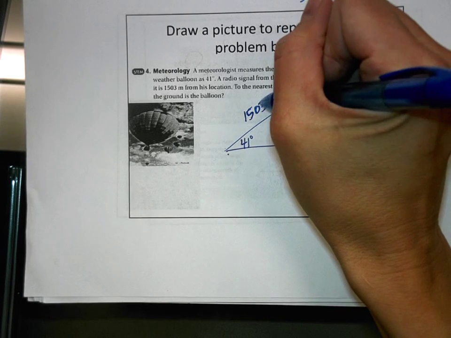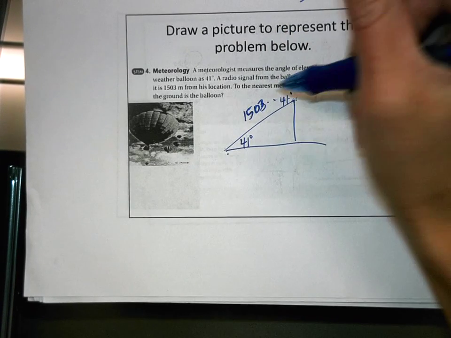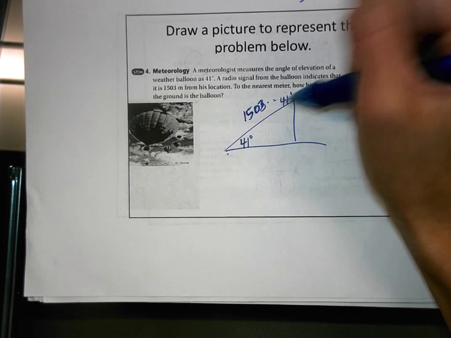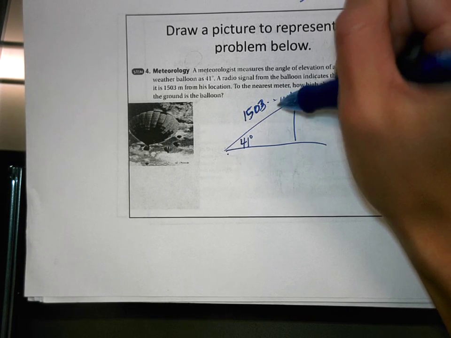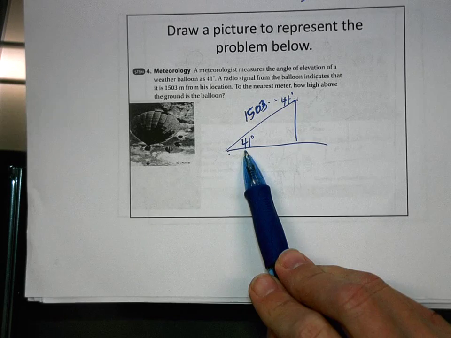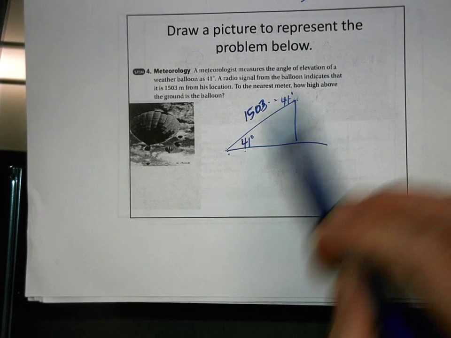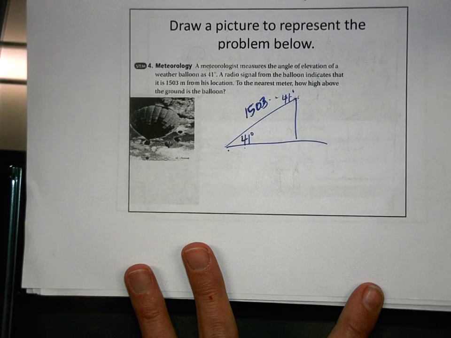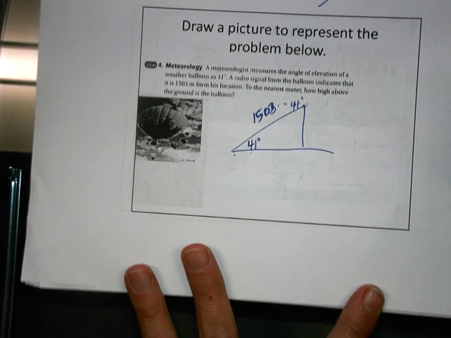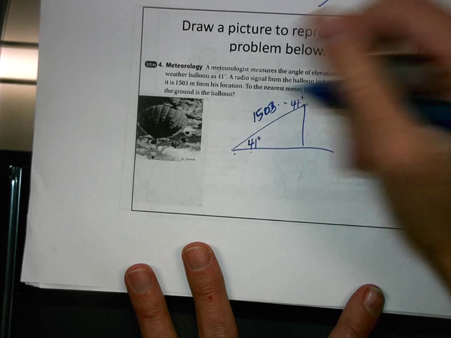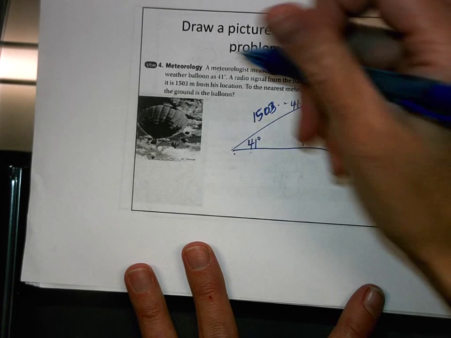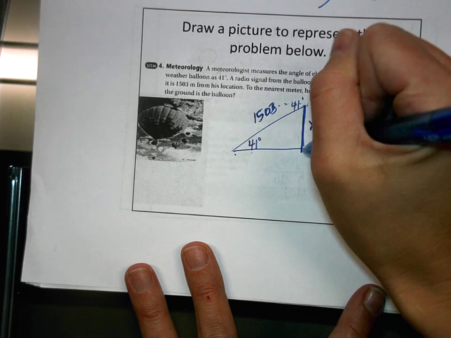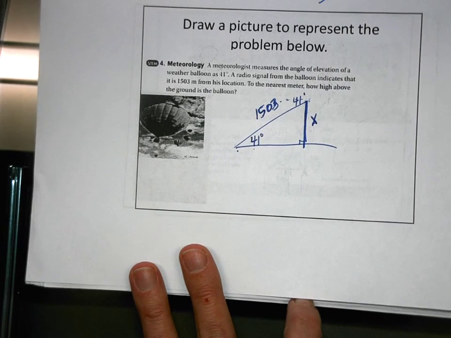It is this distance. And just so you know, if you're thinking that the 41 should be here, it doesn't really matter, but this is depression. When you're looking down, the 41 goes here. When you're looking up, the 41 goes here. But they both end up being the same because they're alternate interior angles. They are now asking us, to the nearest meter, how high above the ground is the balloon? So they want us to find the height. Here's the balloon. How far is it from the ground?